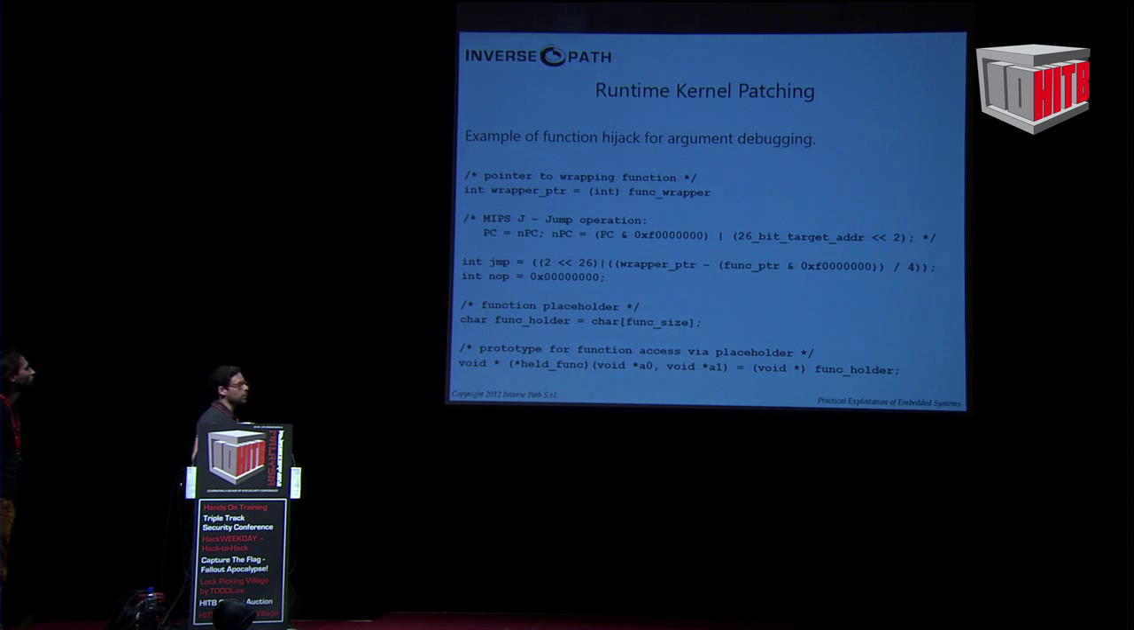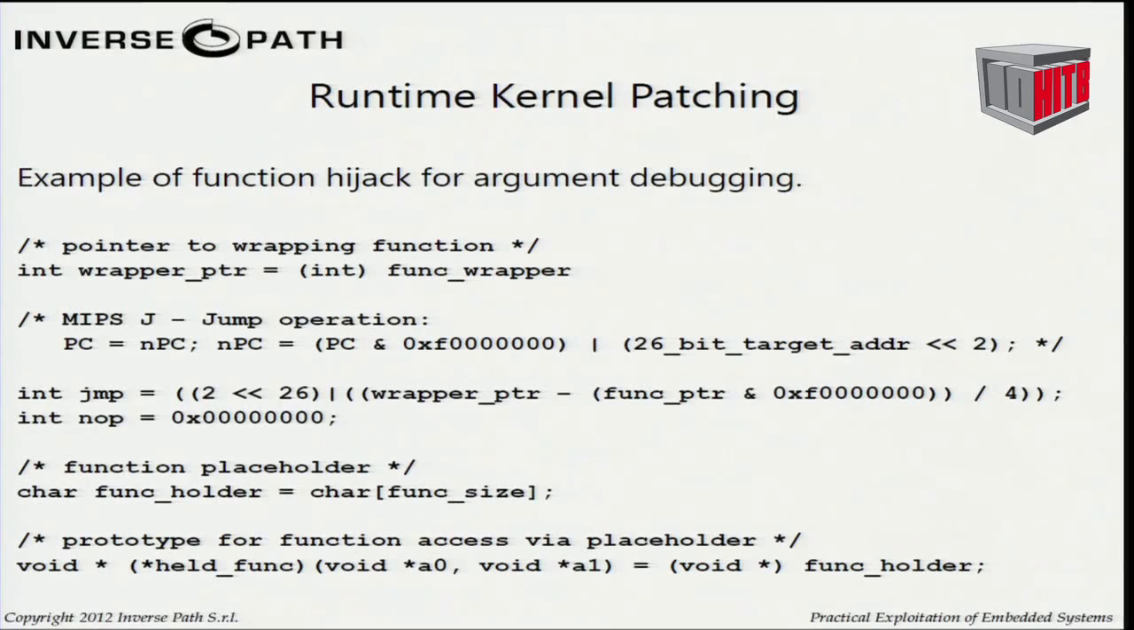So you define a wrapping function, which is going to be shown in the next slide. In that way, you have a pointer to it in kernel memory. So that's your function. Then, depending on what kind of architecture you're dealing with, you create a jump. You create the assembly opcode for the jump that you need for going to the address of that function. So here, this is MIPS. In this case, the result is the proper opcode for jumping to that function pointer.